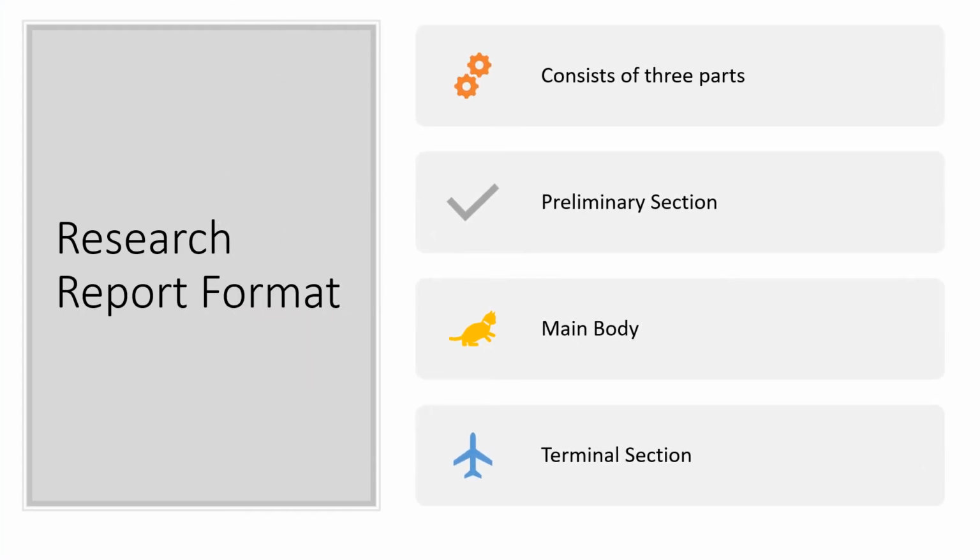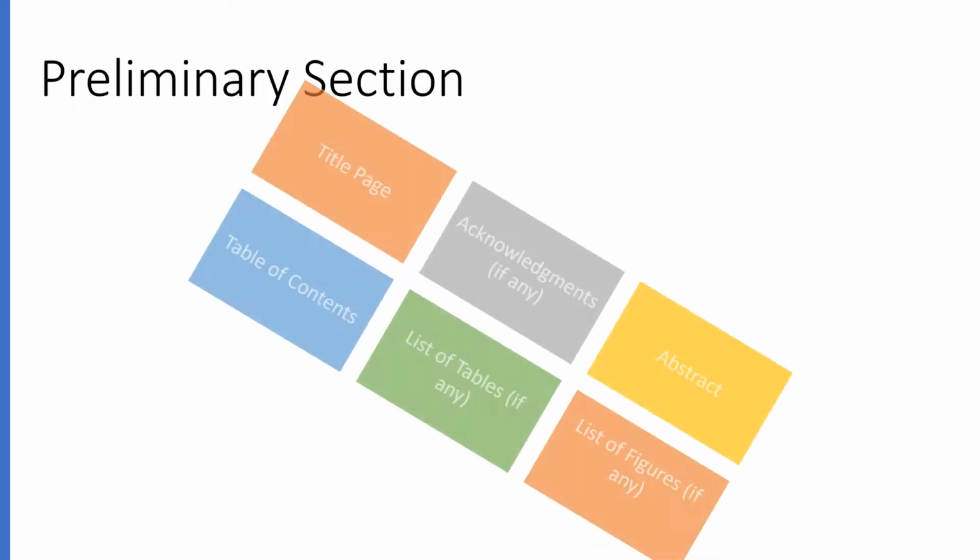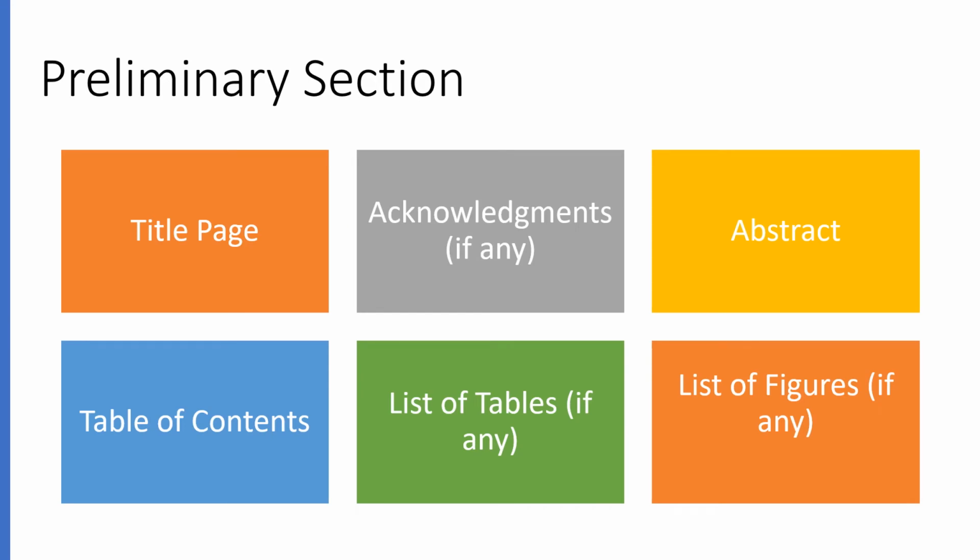Let's look into the format of a research report. If you remember the format of a research proposal, a research report also has three major sections: the preliminary section, main body, and the terminal section. In the upcoming slides, each and every section will be explained in detail. Let's start with the preliminary section of a research report.